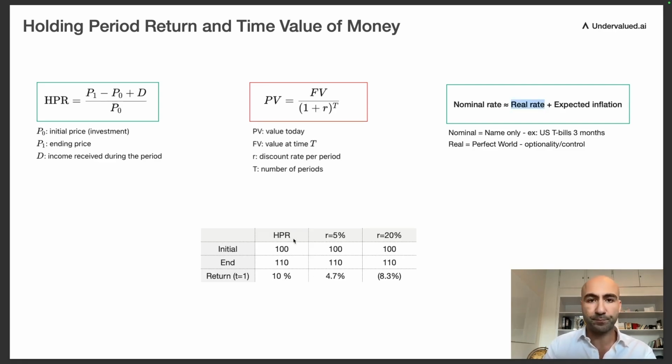And this is the real rate. Now, looking at the example below, you will see that depending on the discount rate that we use, you will have a different perception or value of return. And if your required return is, let's say, 5%, then in a year the 110 will be more than enough.